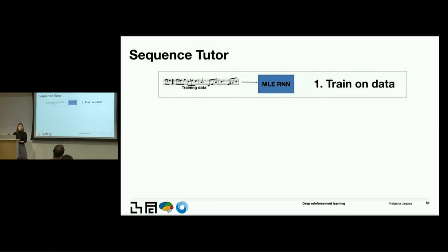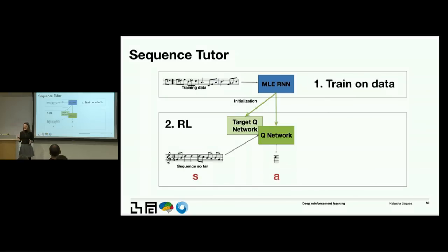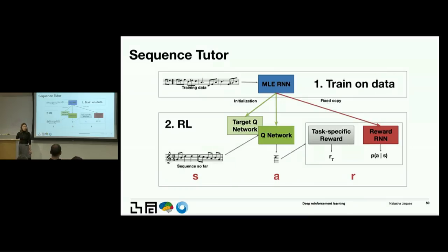So we take a little bit of a different approach. We do the typical thing where we train an RNN first on data. And then in the second step, we use that RNN to initialize the parameters of our reinforcement learning Q networks. However, the interesting thing that we do is we keep a copy of this model that was trained on data, and we use this as a strong prior over what the sequences should look like. Here I'm calling it a reward RNN, and the reason is that it's going to help us shape our reward function.